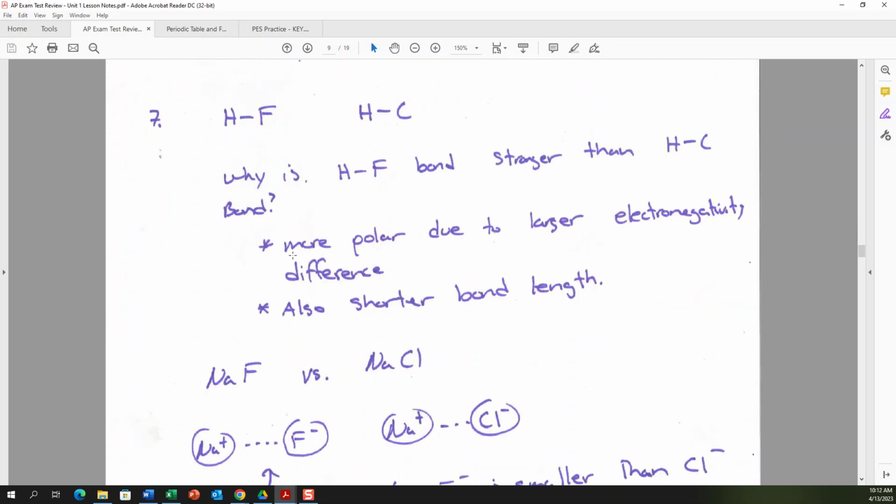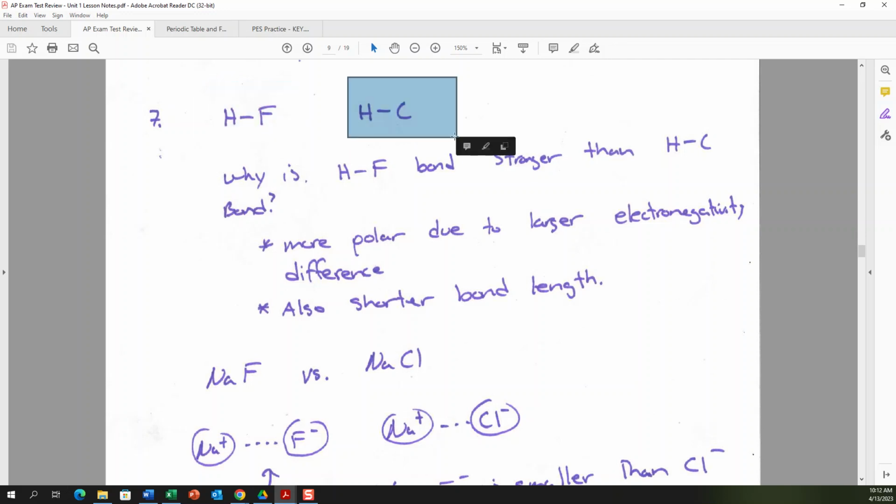All right, looking at bonds, which bond is polar? Well, you want to know that single bonds are weaker than double bonds, which are weaker than triple bonds. But then also there's bond polarity. The more polar the bond, the stronger the bond is, right? So why is the HF bond stronger than the HC bond? Well, this is a polar bond, a very polar bond, big electronegativity difference.